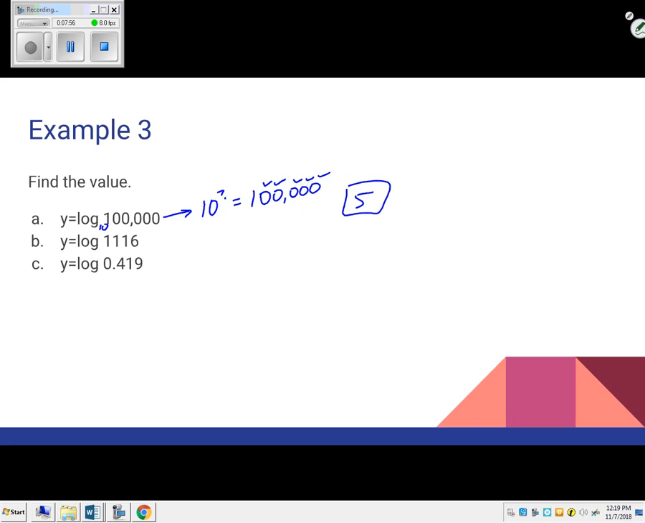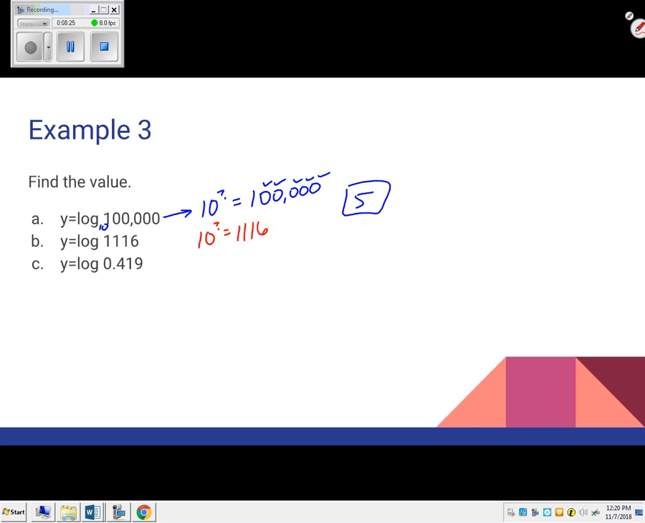So this log base 10 really only works whenever I have some multiple of 10 going on. If I have a 10, 100, 1,000, 10,000, 100,000, a million, and so forth. So like this one, it says log of 1,116. That's really hard to think of. 10 raised to what power gives me 1,116? That's not going to be a nice number at all.